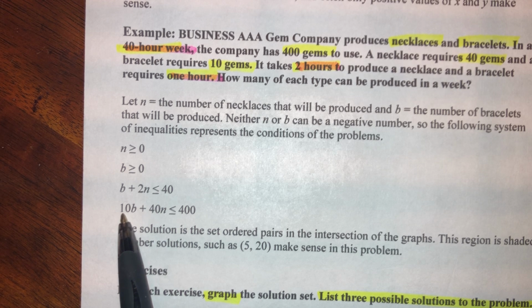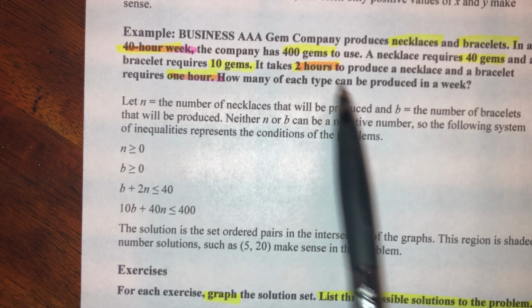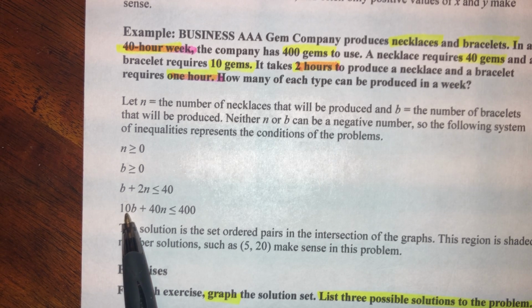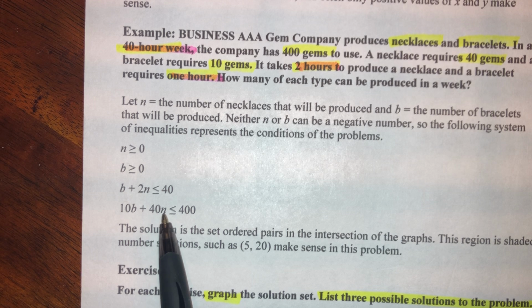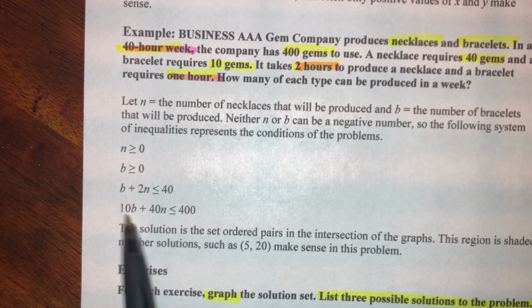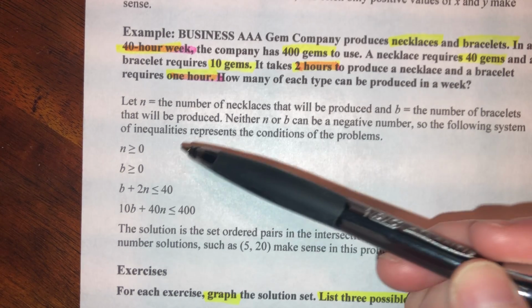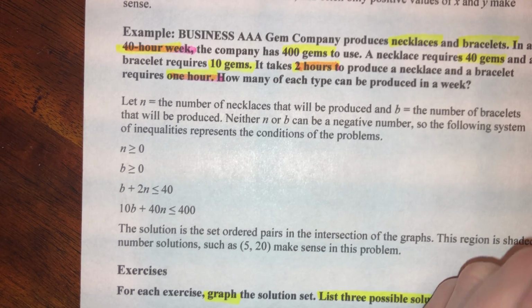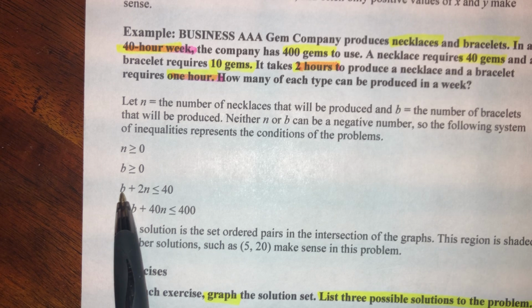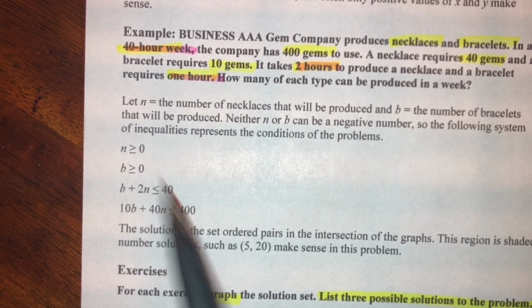And then lastly, 10b plus 40n is less than or equal to 400. What is that talking about? We talked about gems, right? It takes 10 gems to make a bracelet and 40 to make a necklace. Well, you only have 400 gems to use total. So whatever you use for bracelets and necklaces has to be less than or equal to 400. So in all four of these equations, B always represents the number of bracelets you're making, and N always represents the number of necklaces you're making. Each equation represents something different, right?